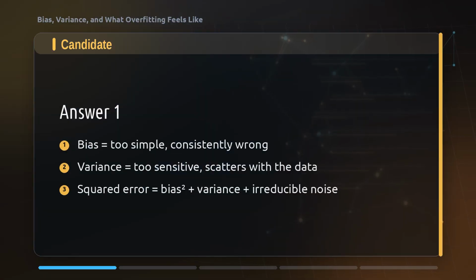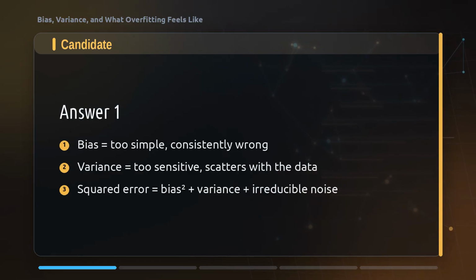Bias is error from the model being too simple to capture the real pattern. It's wrong in the same direction every time, no matter the data. Variance is error from the model being too sensitive. Change the training set a little, and it swings to a very different answer. The trade-off is that the knobs that cut one usually feed the other. A more flexible model lowers bias but picks up variance. A simpler one does the reverse.